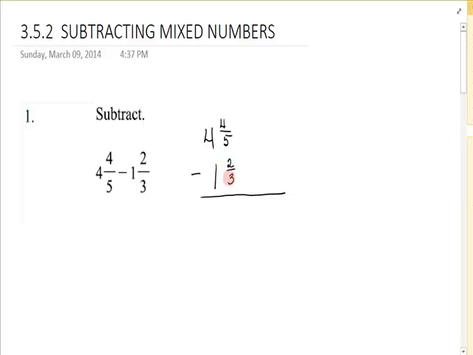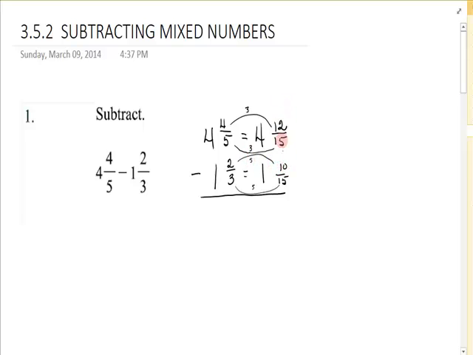The common denominator for 5 and 3 is 15. So the first mixed number becomes 4 and some 15ths. The second one becomes 1 and some 15ths. Now 5 goes into 15 3 times, and 3 times 4 is 12. 3 goes into 15 5 times, and 5 times 2 is 10.